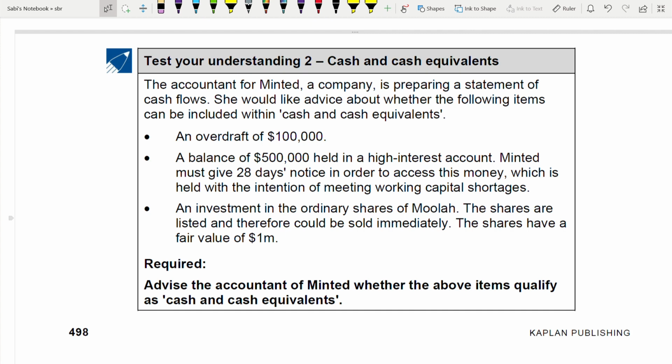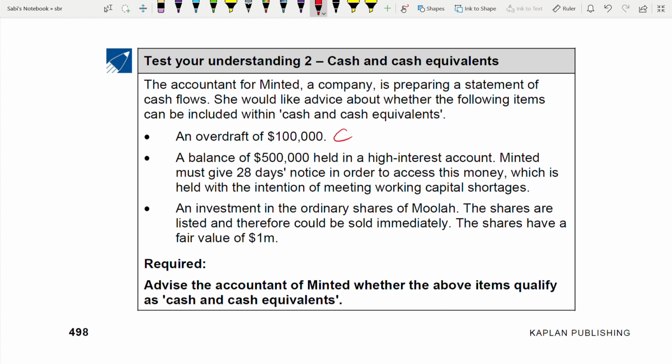There are 3 scenarios and you need to identify whether it's cash or a cash equivalent or not. First one is an overdraft. They are treated as cash and cash equivalent. So this is cash equivalent. I will write C next to it. We know that, right? Second and third is the challenge for you.